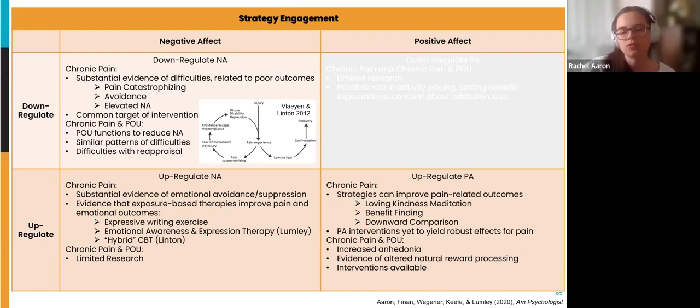So these results from these clinical trials that are starting to crop up are showing us how important it is to help people experience those negative emotions. Not a lot done here on chronic pain and problematic opioid use. So I'll move on from there.